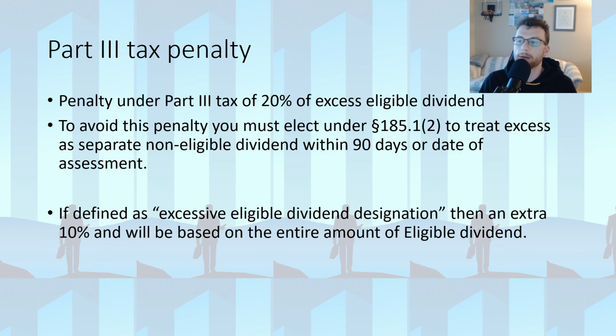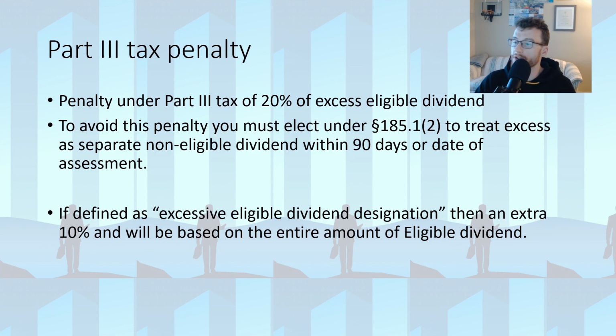Whatever figure you come up with, you will get a penalty under Part 3 tax of 20%. You can avoid this penalty if you've made this mistake by making an election under Section 185.1 Part 2 to treat the excess as a non-eligible dividend. This must be done within 90 days of the assessment.